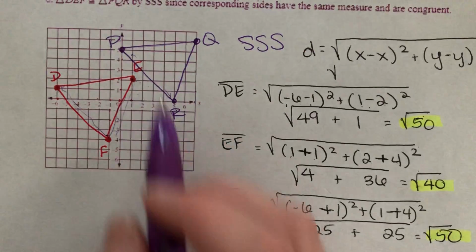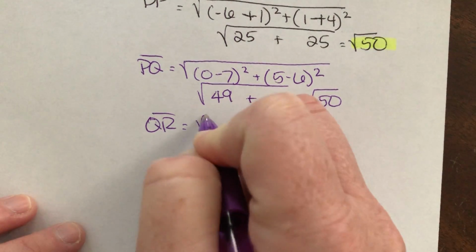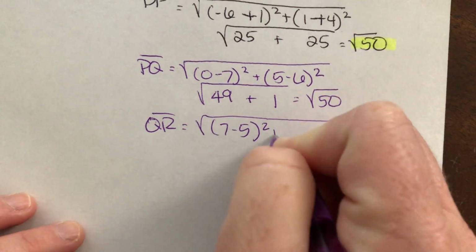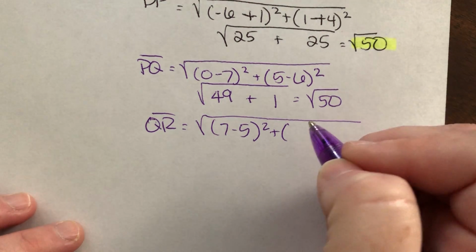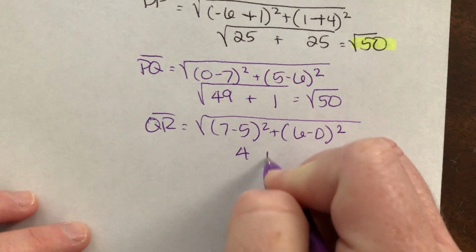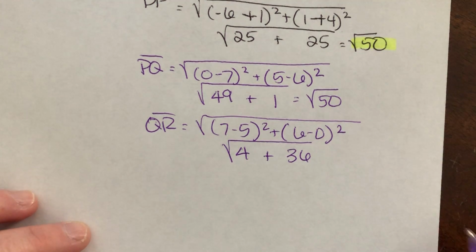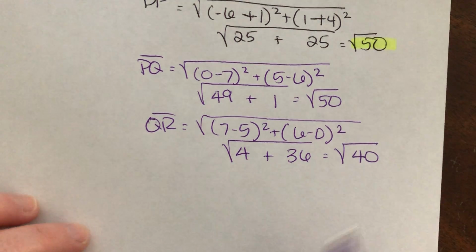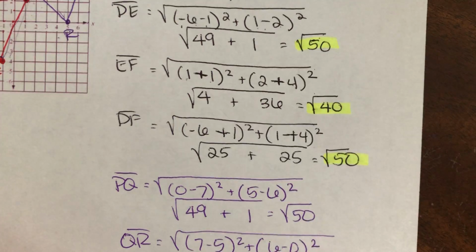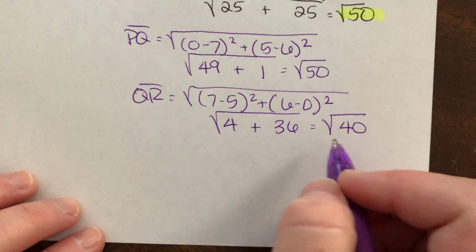Okay, next side, QR. I'm going to find the length of side QR based on those coordinates given in the problem. So 7 minus 5 squared plus 6 minus 0 squared. 7 minus 5 is 2. 2 squared is 4. 6 minus 0 is 6. 6 squared is 36, all still under that radical sign. And when I add it together, I get square root of 40. Okay, so far this is looking good because I've got a side that's square root of 50, a side that's square root of 40. As long as the last side is square root of 50, then my two triangles are going to have all the same sides congruent, so we'll be congruent.